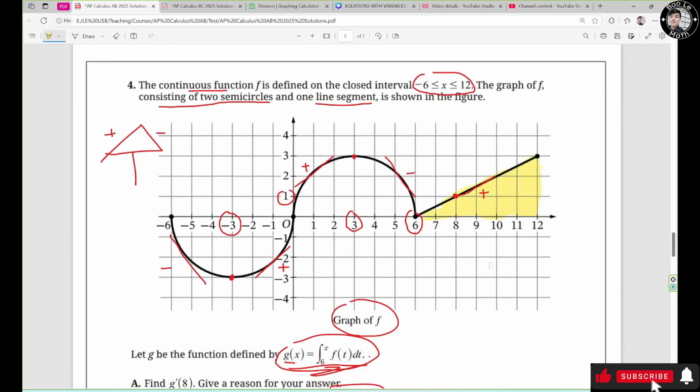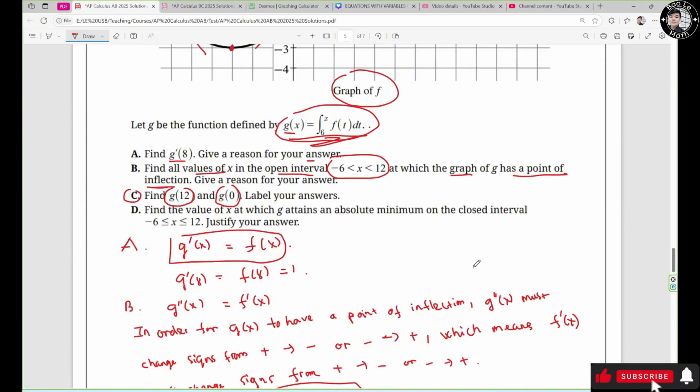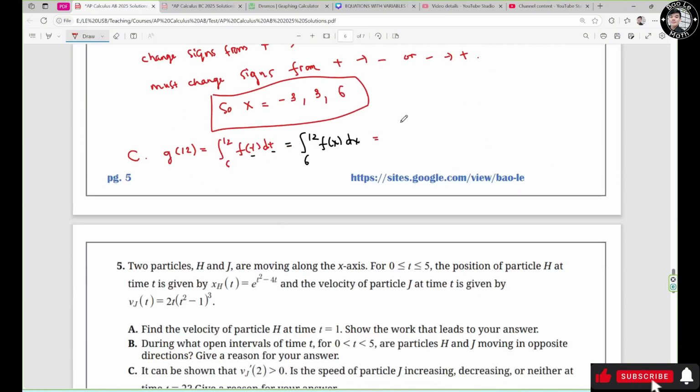Alright, so this is the right triangle. The area of the right triangle is base times height divided by 2. The base is 6 units. The height is 3, right? So you have 1/2 times 3 times 6, so it could be 9 square units.